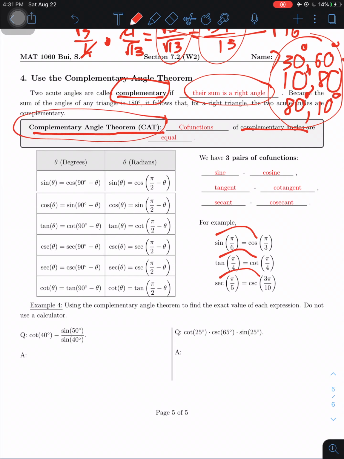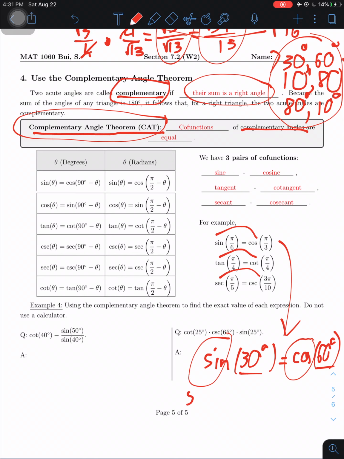To make it easier to look at, let me write it down here real quick. Sine of 30 degrees equals cosine of 60 degrees. There are two things for us to notice. The angles add up to 90 degrees, and the functions are co-functions of each other. If you don't satisfy one of the requirements, it's wrong. It's not going to be equal.